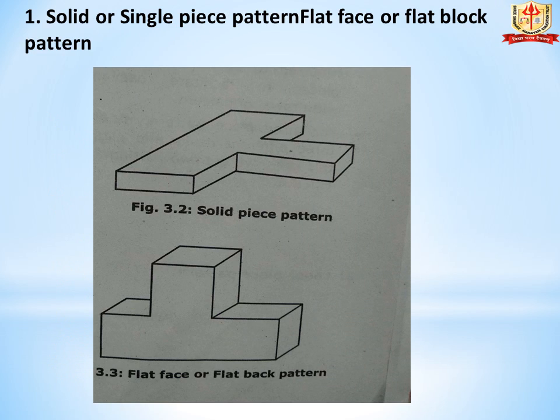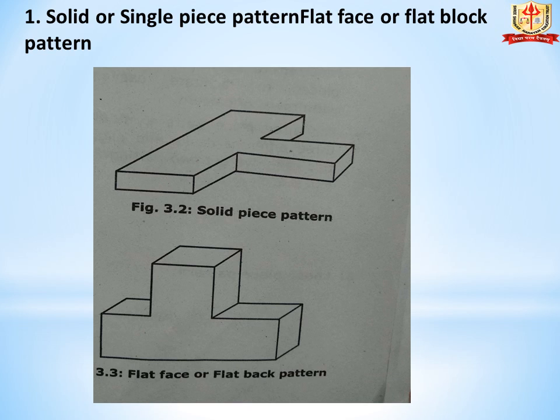Now we study each type of pattern in detail. First is a solid or single piece pattern. Solid or single piece pattern you see in this diagram. They are the simplest types of pattern which are not attached to plates or gates, screws or risers. They are molded by hand.